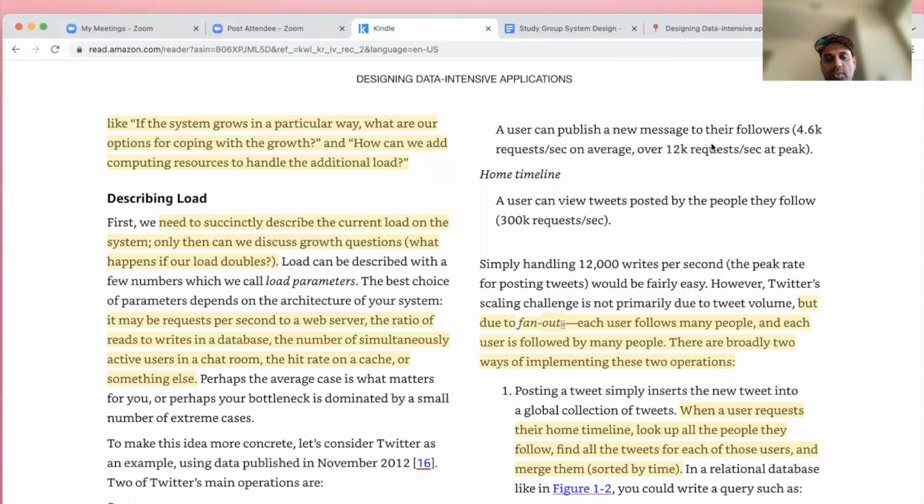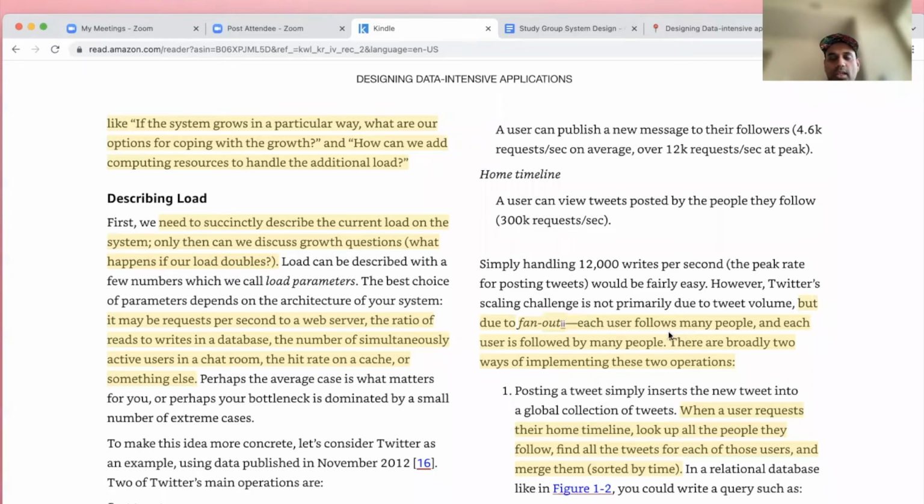In the Twitter example, a user can publish a new message to their followers at 4.6K requests per second on average, with 12K requests per second at peak. These are load inducing values on Twitter's servers. But Twitter originally had a scaling challenge, and it was due not to how much tweet volume was coming through from users, but to this concept of fan out. So I encourage you all to read it or look at it once more.